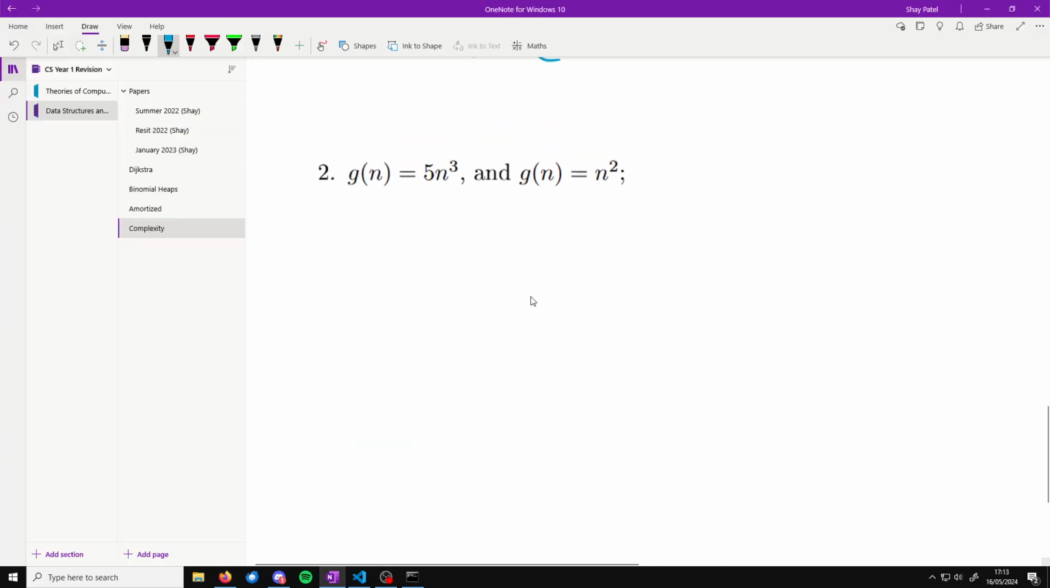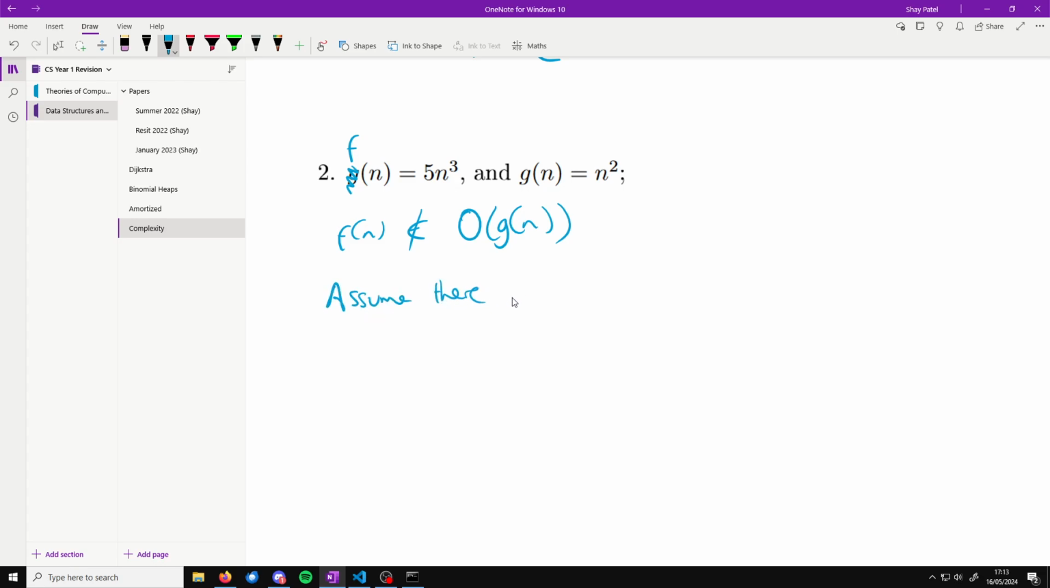Right, let's have a go at this example here. So we want to prove that g of n is not in... That's a mistake. Okay, let's make that f of n. We want to prove that f of n is not in big O of g of n. Okay, so it's kind of like a proof by contradiction.